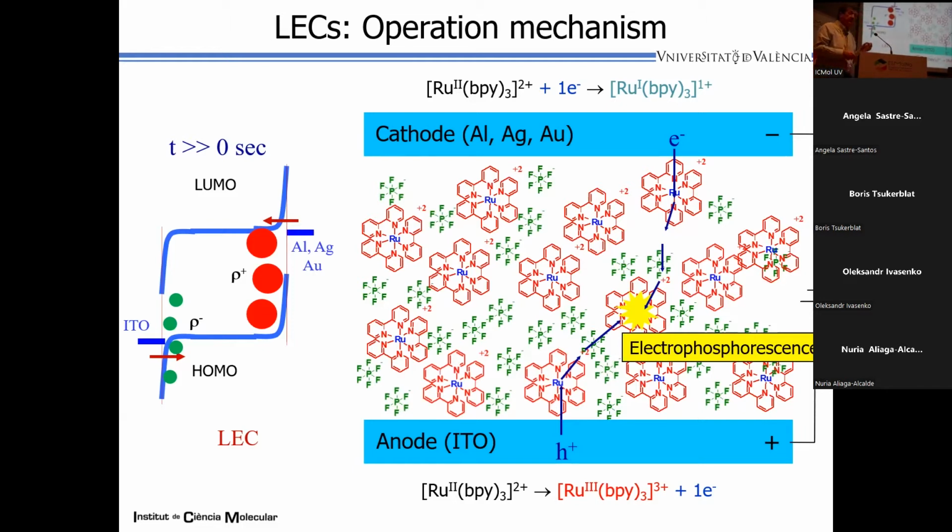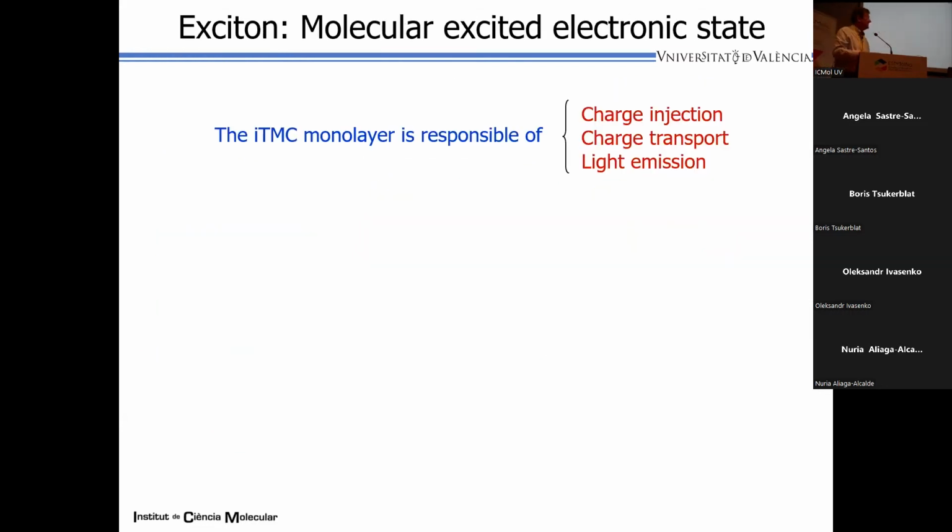And very important is that this material, the ionic transition metal complex, is doing all the processes, in the sense that it's taking care of the charge injection, of the charge transport, and also of the light emission.